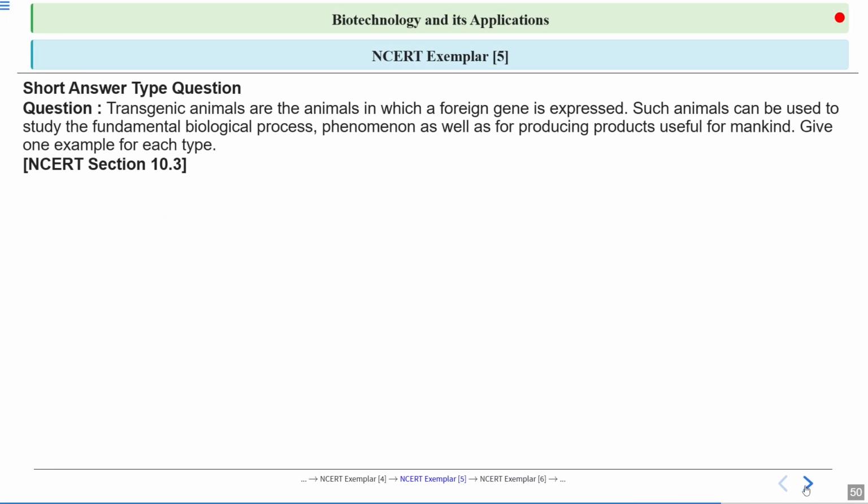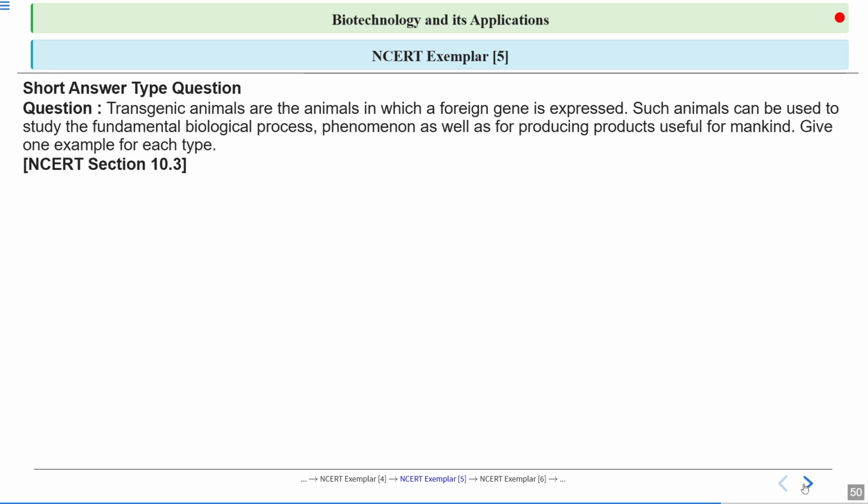Next question is also a short answer type question. The question says, transgenic animals are the animals in which a foreign gene is expressed. We know that the transgenic animals are the animals in which there has been the insertion of some foreign gene, and then the foreign gene has been expressed in that animal. Such animals can be used to study the fundamental biological process phenomenon, as well as for producing products useful for mankind. Give one example for each type.